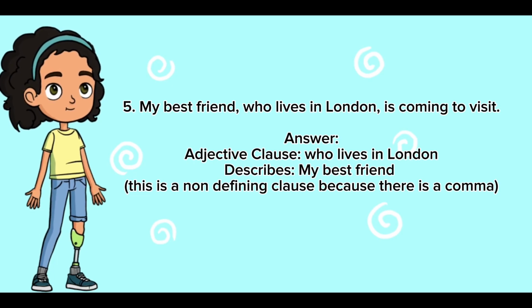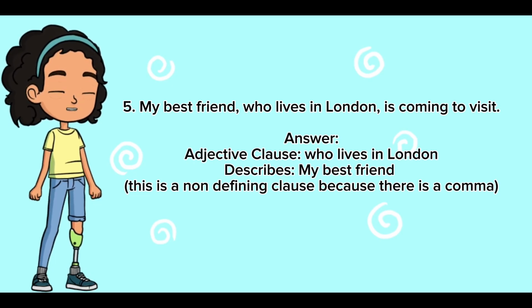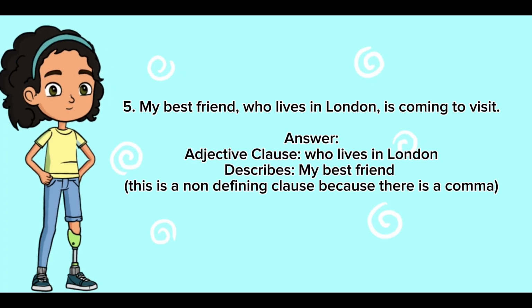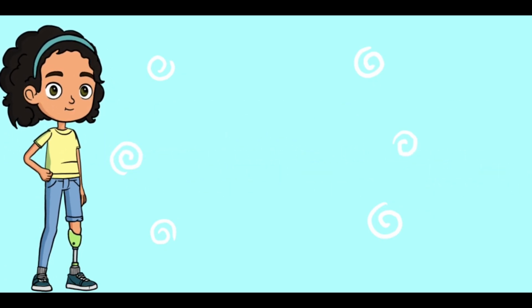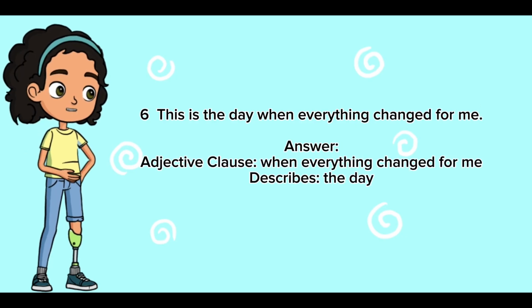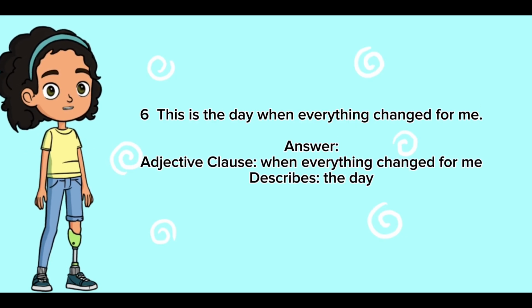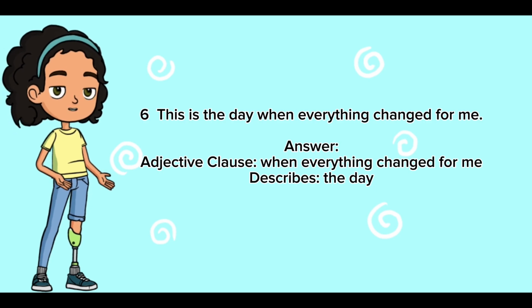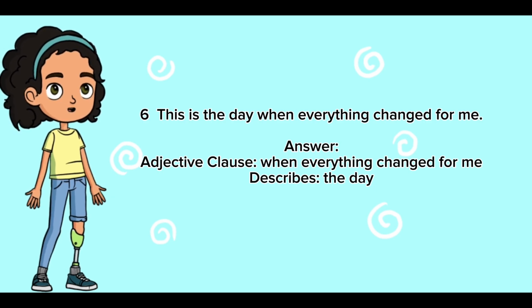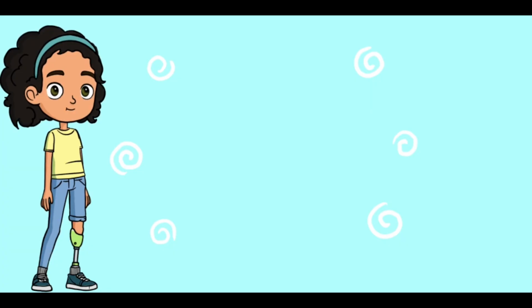Note, this is a non-defining clause because there is a comma. And the last question is: This is the day when everything changed for me. The adjective clause is when everything changed for me. Meanwhile, what it describes is the day.